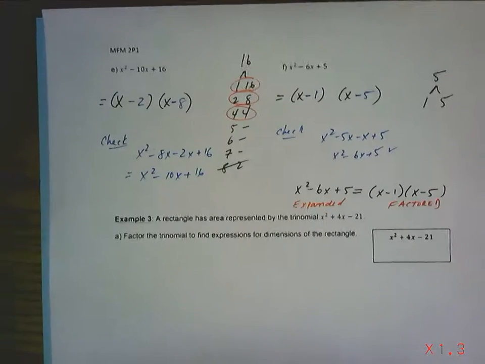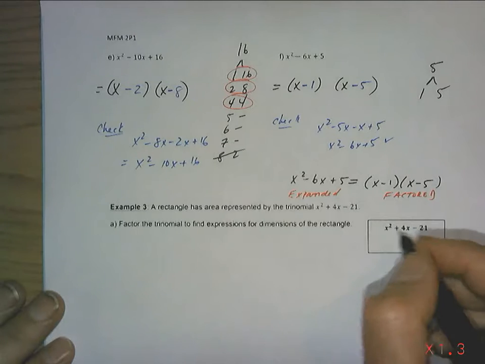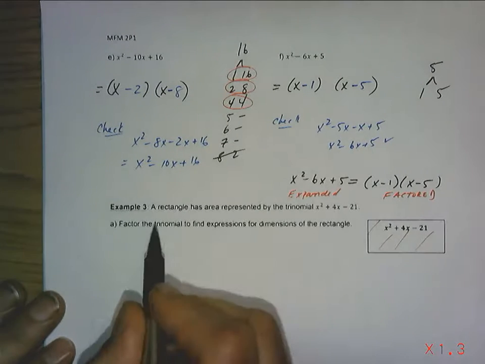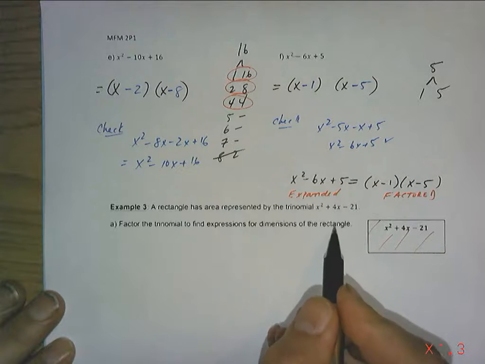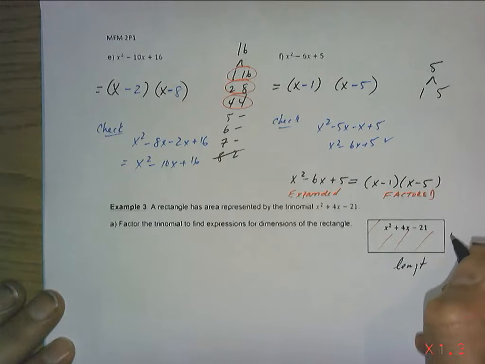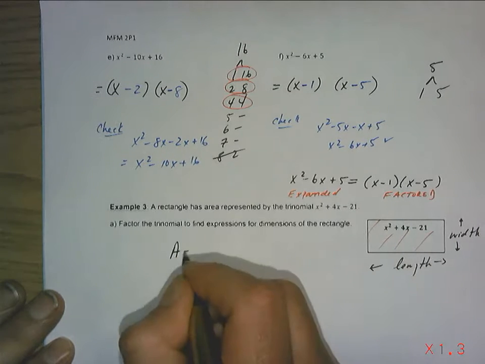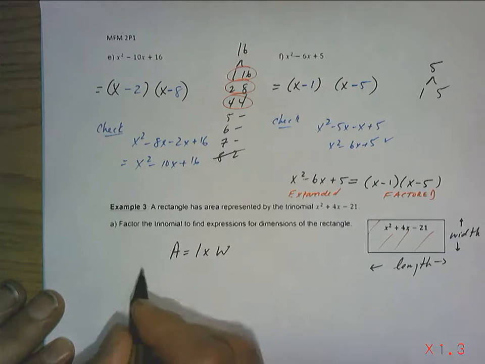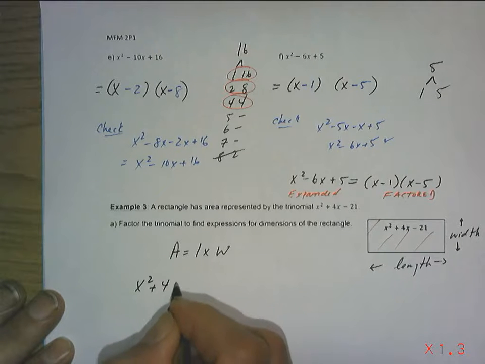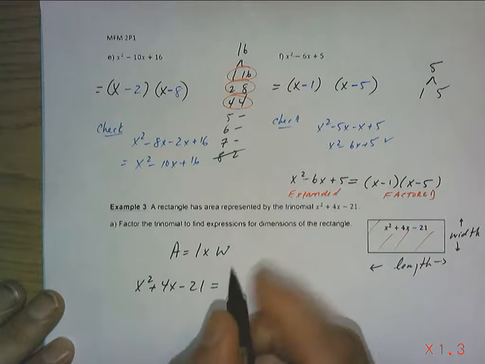All right, last example. The rectangle has an area represented by this trinomial. So this entire area in here is represented by this. Now, what we'd like to do is to factor the trinomial and find an expression for the dimensions of a rectangle. Well, a rectangle has the dimensions length and width. Generally, the length is supposed to be longer than the width. So, if we are able to take our expression for the area and factor it, then that would be my length and width.